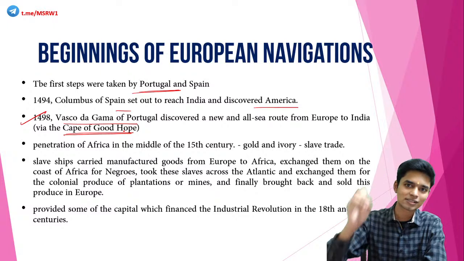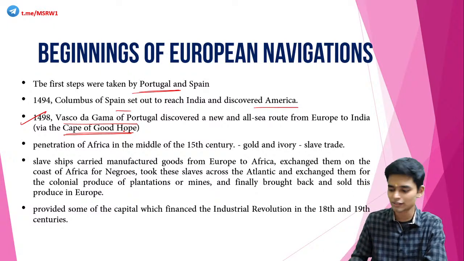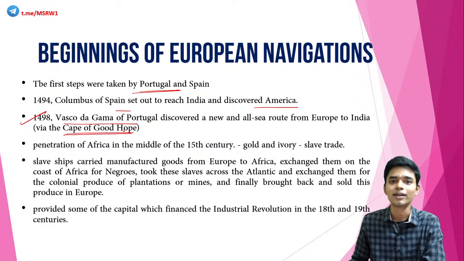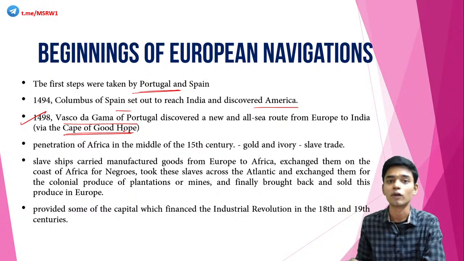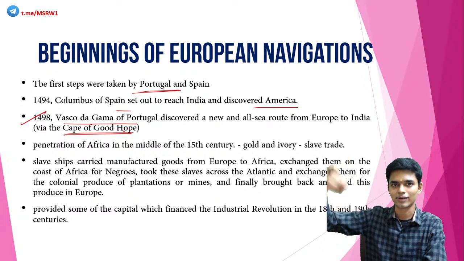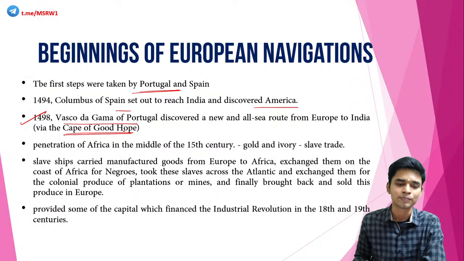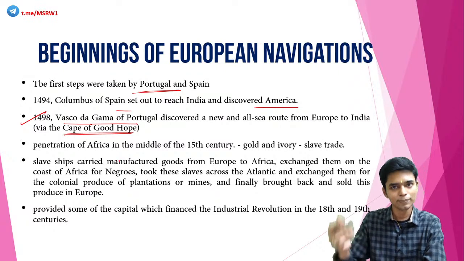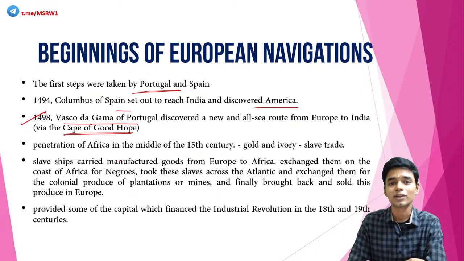So the first European power to land in India is the Portuguese, and the first person to do that was Vasco da Gama. In 1498, he reached the port of Kappad in the province of Kerala. Kappad in Kerala is the first place where the Europeans, the Portuguese, arrived. They also penetrated Africa in their trade. Why? Because Africa was very famous for ivory and gold.